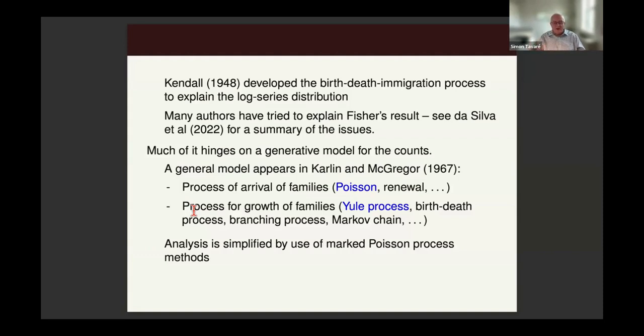So I'm going to look at the case of Poisson arrivals and Yule process growth of the families, and just show you what happens if you do this. I apologize for using the word families and immigrants and things like that, but I'm too old to change at this point. But I think I mentioned a few other versions you could use to describe the same phenomenon.